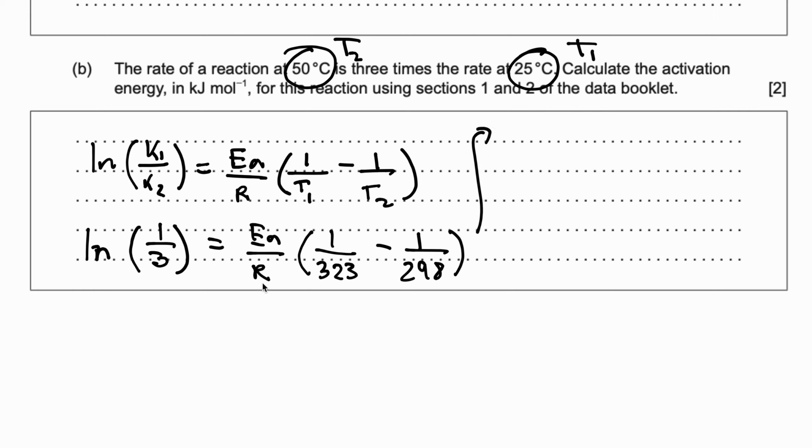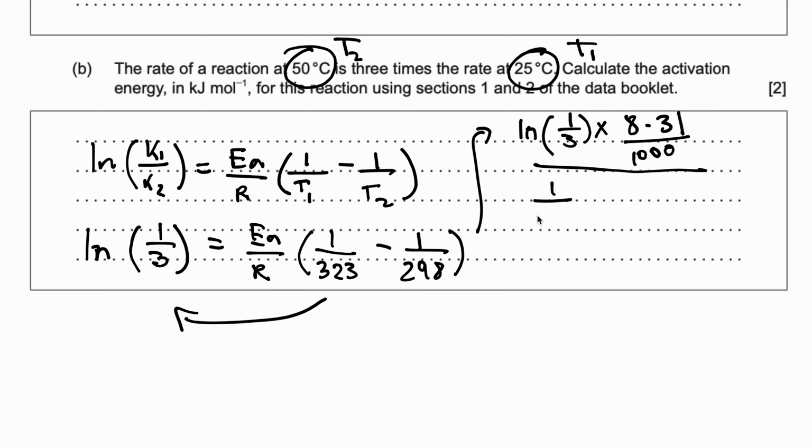And I also know R is 8.31 joules. It's in joules, right? I want it to be in kilojoules, so I have to divide 8.31 by 1000. So let's do that now. So all I have to do is say ln 1 over 3 times 8.31 over 1000, divided by this right there, I'm bringing it to the other side, 1 over 323 minus 1 over 298, and this will be equal to my activation energy. Okay, so let's find out. Let's put this on our calculators.